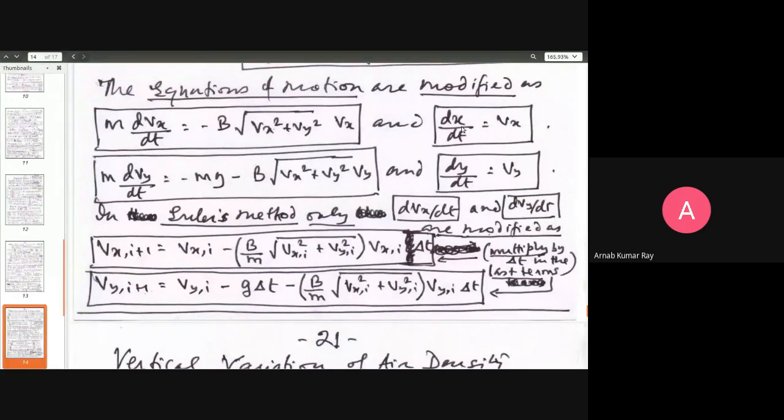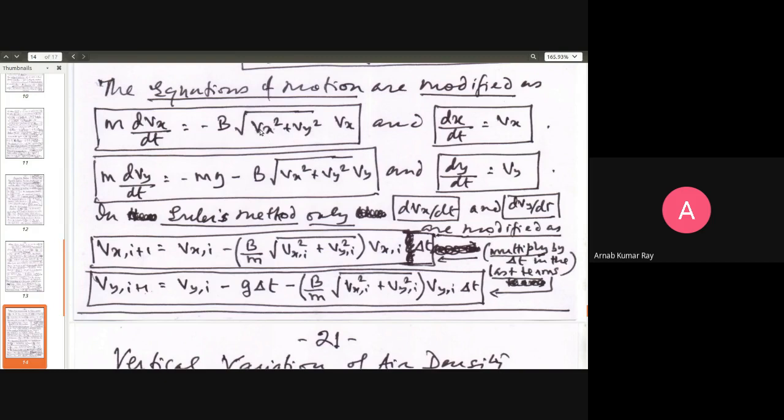But these two equations remain the same. dx dt is still the horizontal component of the velocity and dy dt is still the vertical component of the velocity. Now you can't really hope to get an integral solution of this equation. It's not a very simple thing to work with, because now you have a Vx and a Vy mixed up here, again a Vx and a Vy mixed up here. Suppose you did not have Vy here, then you could have got the integral solution.